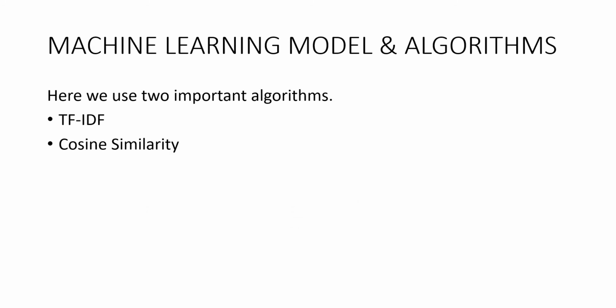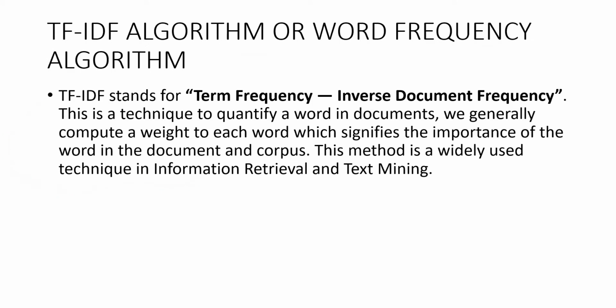For the machine learning model and algorithms, as I discussed, I am using TF-IDF and cosine similarity. These two algorithms I am using here for the implementation. TF-IDF is the word frequency algorithm. TF-IDF, term frequency inverse document frequency, is a technique to quantify a word in documents.